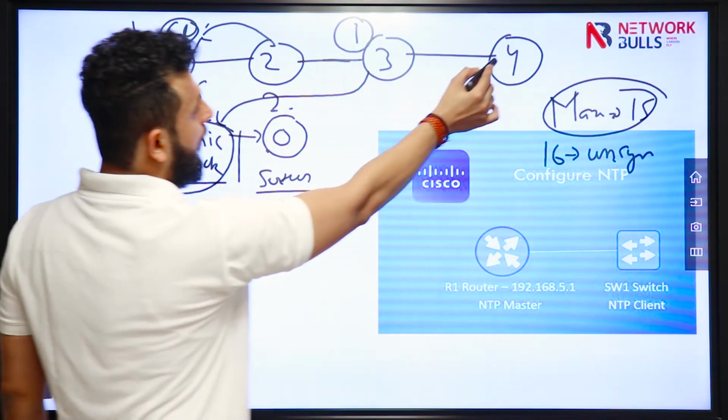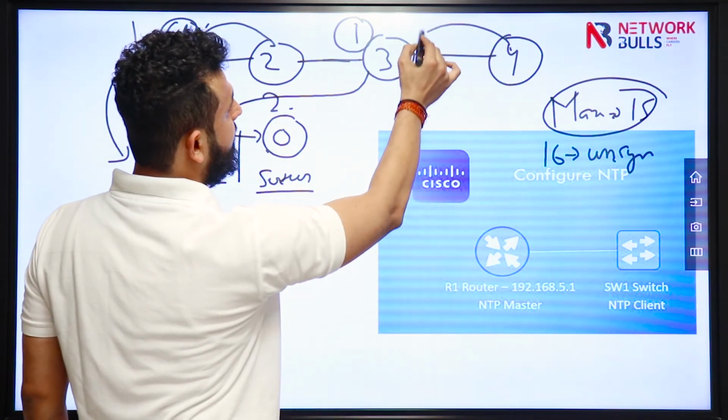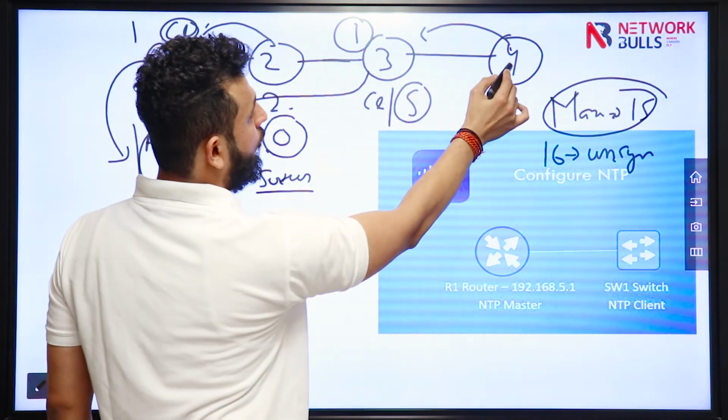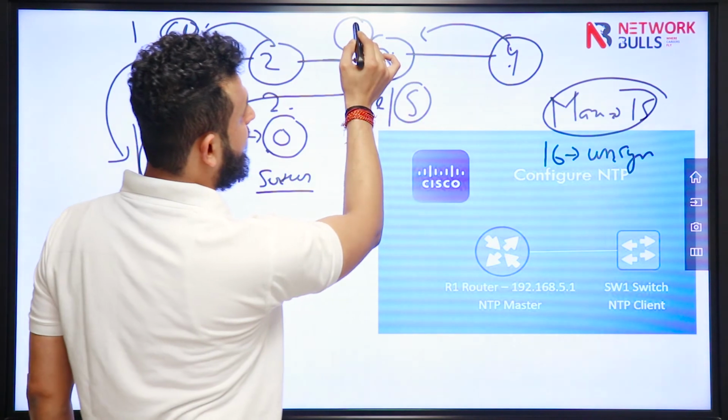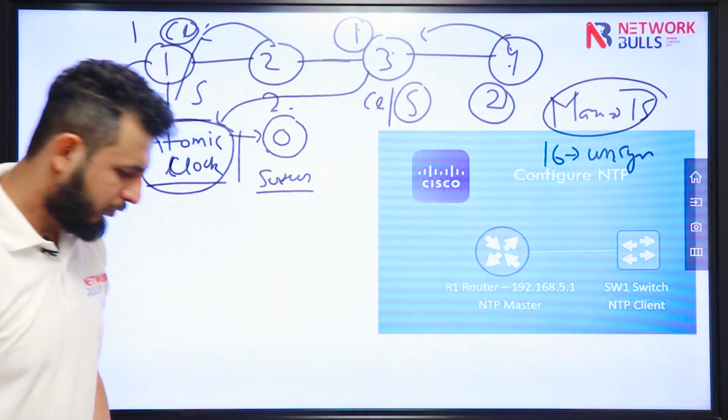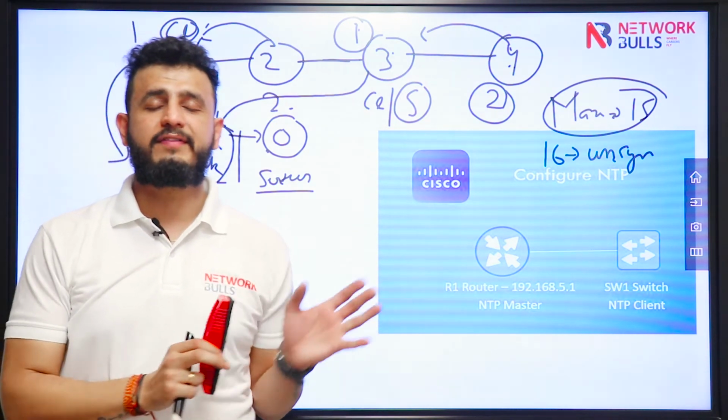Let's say R4 is syncing time with R3. We configure R3 as client as well as server. So for R4, the server is R3, and the stratum value will be 2. So this is the basic concept of stratum.